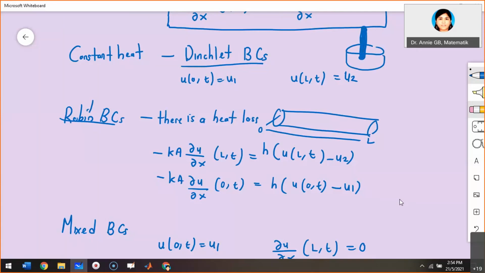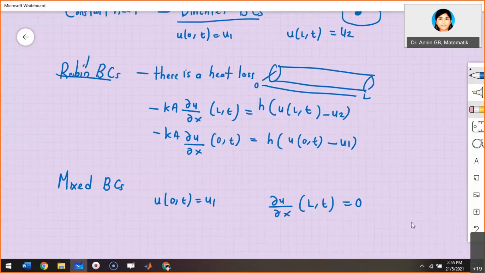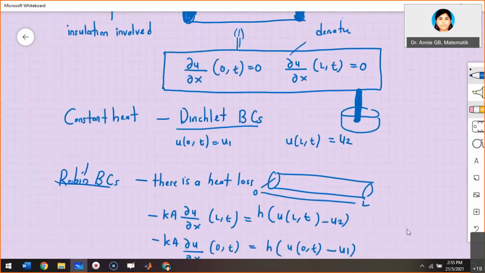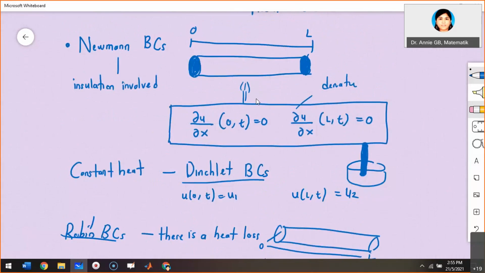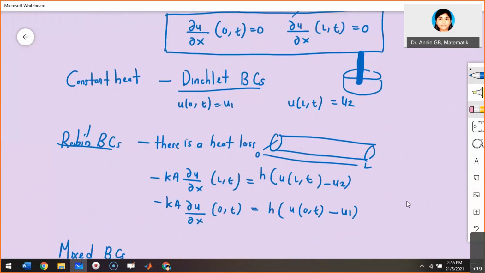Okay, Newman ni normally electrostatic field, tapi I don't have much knowledge about it because this is involving more on engineering part, but you can just read for the Newman boundary condition. But all you can say that Newman boundary condition, if there is a insulation involved, ada penebat, then kita boleh kata that's a Newman boundary condition. Okay, any questions so far?